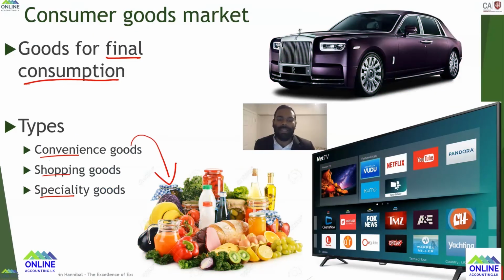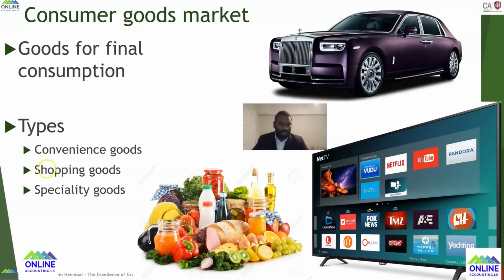Convenience goods are essential goods, basically the goods that you have to buy on a day-to-day basis. So that's a very important word when it comes to convenience goods: the word day to day. I would write it down. Day to day, that's a very important word.